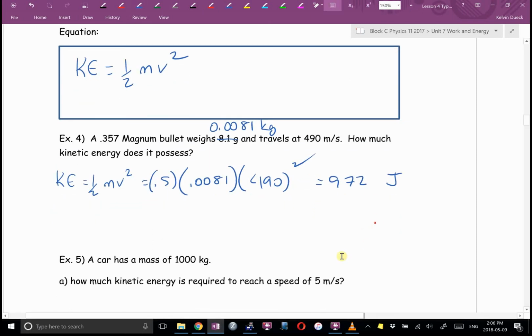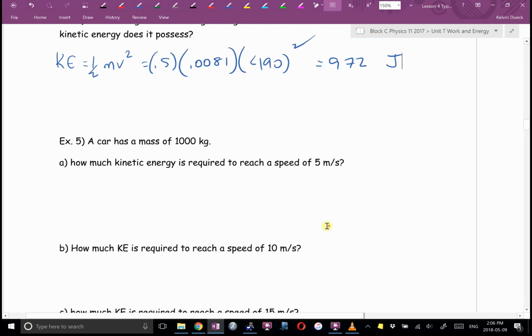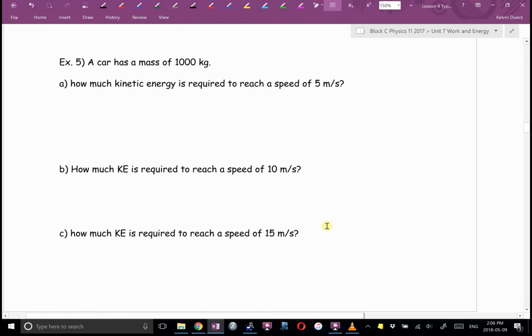Example 5. A car has a mass of 1,000 kilograms. I'm about to explain something to you. If I do my job right, this might be a... Emily, what does A want me to find? Kinetic energy. More specific? That's required to just be 1,000. So it's going to be 0.5 times 1,000 times 5 squared. Yes? I think I can do this in my head. It's going to be 25 times 1,000, which is 25,000. Half of 25,000. Is it 12,500? Okay.